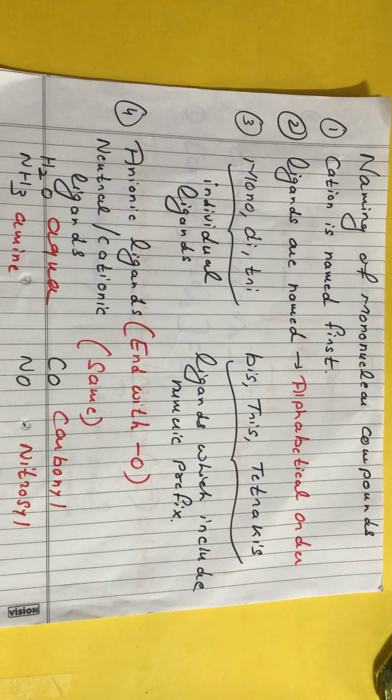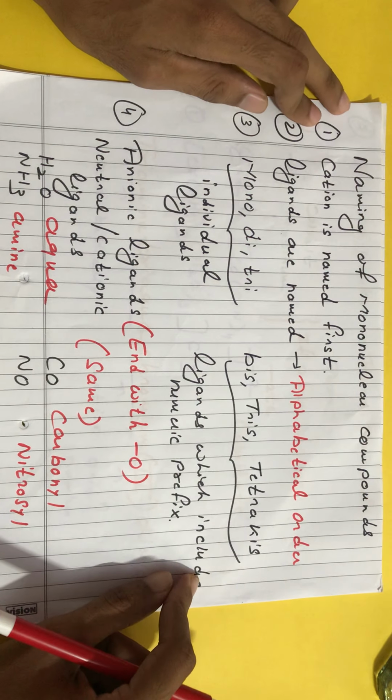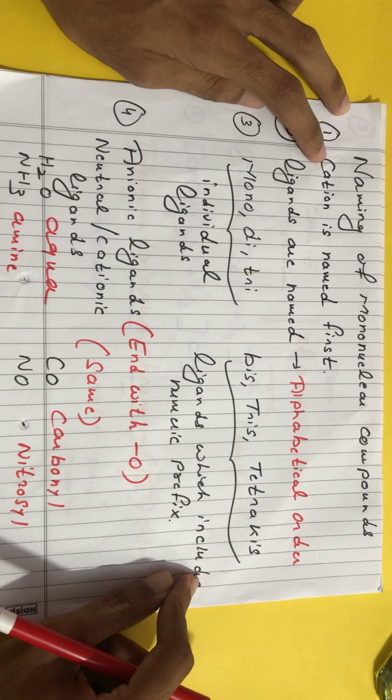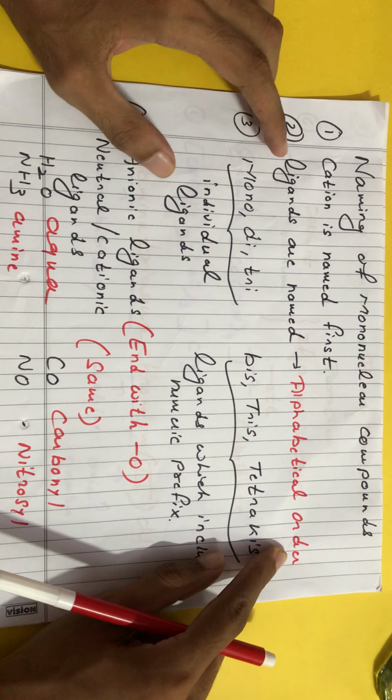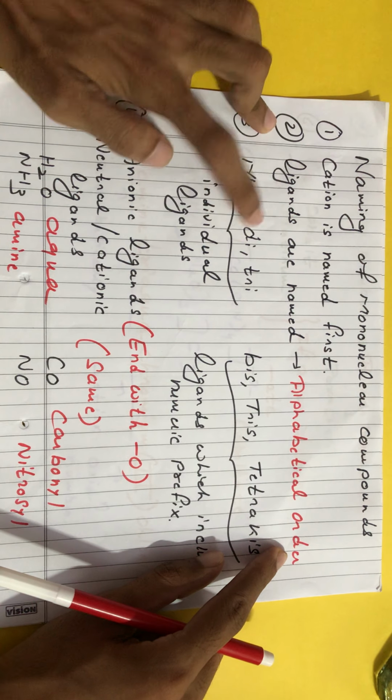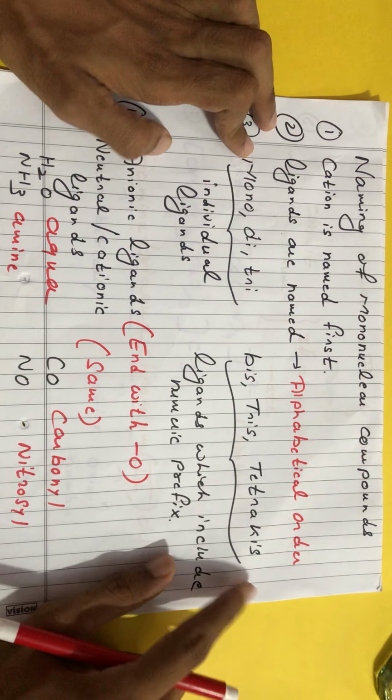So friends, the topic is naming of the mononuclear compounds. What are the rules for naming the mononuclear compounds? First rule is to name the cation first, the center metal ion. The ligands are named in alphabetical order. For individual ligands, we write mono, di or tri, but for ligands which include a numeric prefix, we have to add bis, tris or tetrakis.